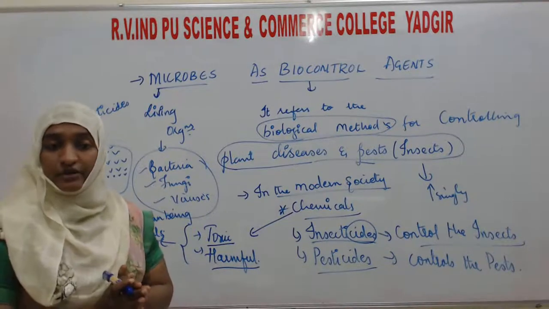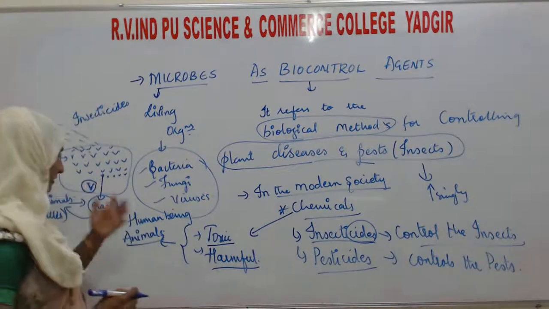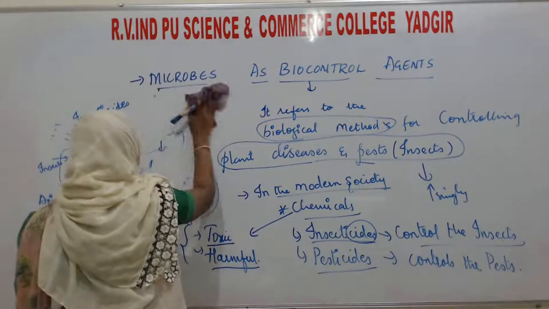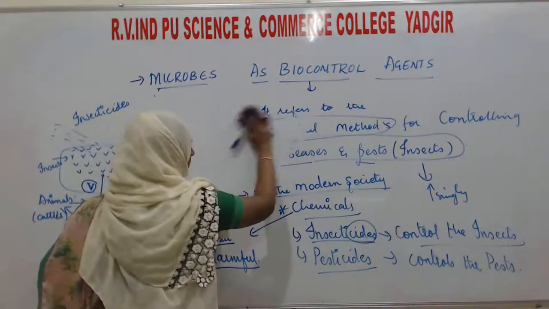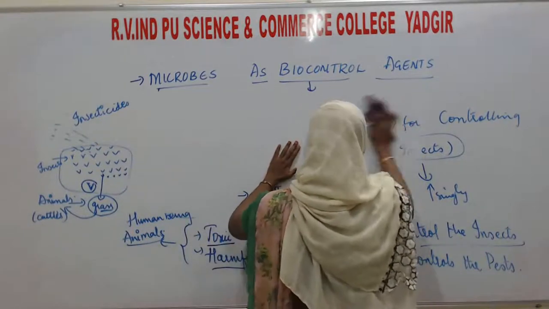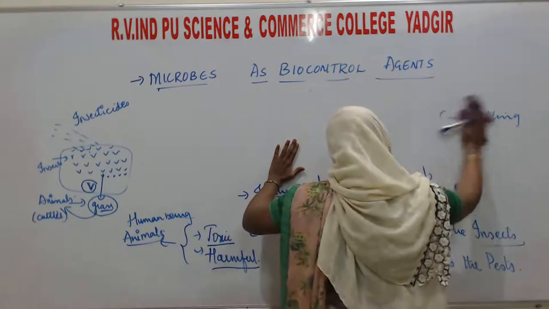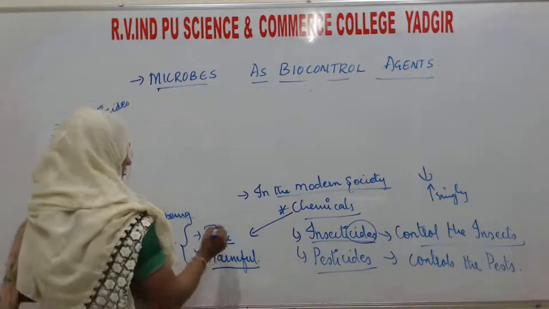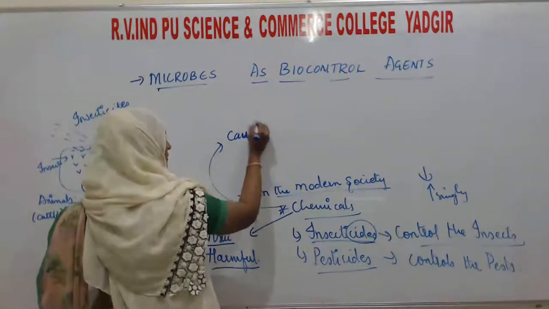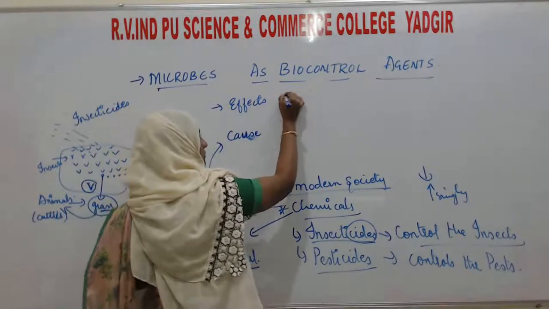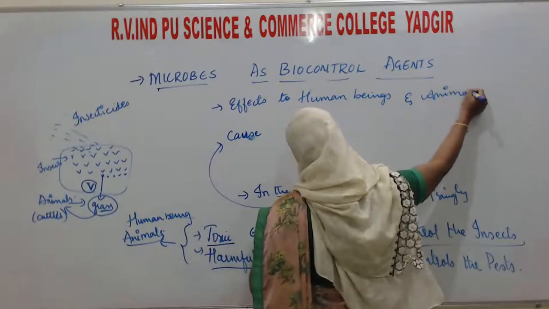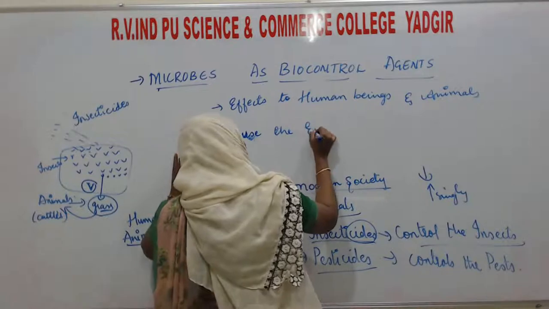So those animals are also going to be affected. It is not only affecting human beings and animals, but these chemicals are also polluting the environment. First of all, the first point, it affects human beings and animals, and as well as this, it also causes environmental pollution.